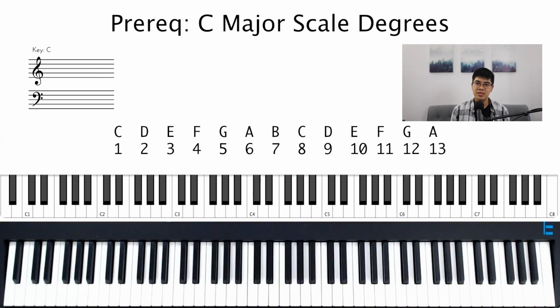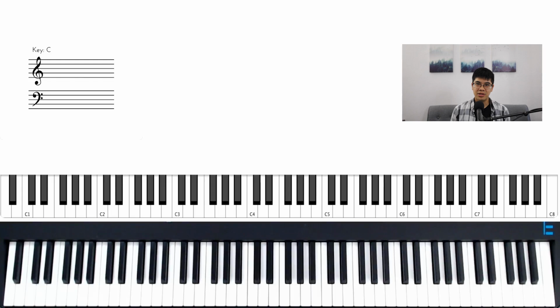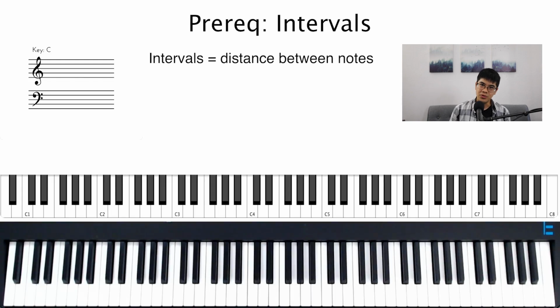So we're going to start with the C major scale. And recall the counting system or the scale degrees of the C major scale would be 1, 2, 3, 4, 5, 6, 7. And then you can continue 8, 9, 10, 11, 12, 13, etc. And then the other concept now I need to talk about are intervals. And there's a very precise way of naming intervals, which is basically the distance between two notes on a piano.